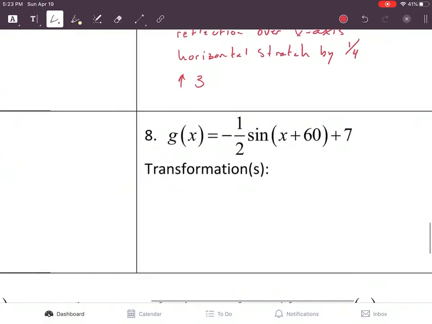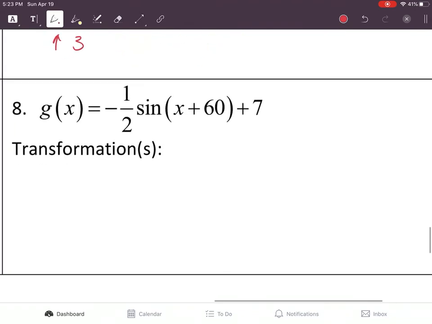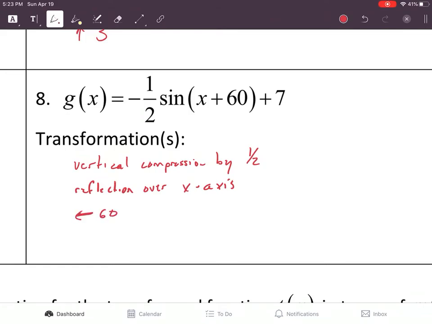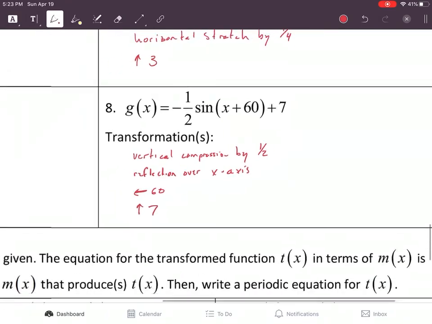Okay, and lastly for this table, we have number 8. Again, we got 4 things going on. We have a vertical compression by 1/2. We have reflection over the x-axis because it's negative. We have a horizontal shift to the left by 60 and a vertical shift up by 7. Okay, so those are the different transformations you have for these equations.